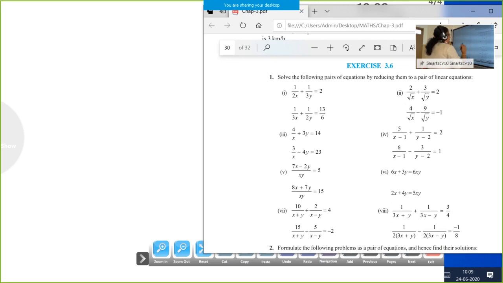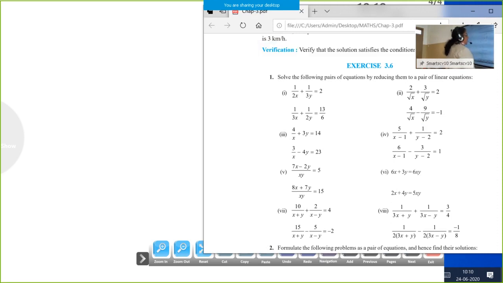Okay, take next question. Next question, homework. Question number 2, homework. Listen. 2 by root x plus 3 by root y is equal to 2 and 4 by root x minus 9 by root y is equal to minus 1. Take 1 by root x is equal to u, 1 by root y is equal to v.